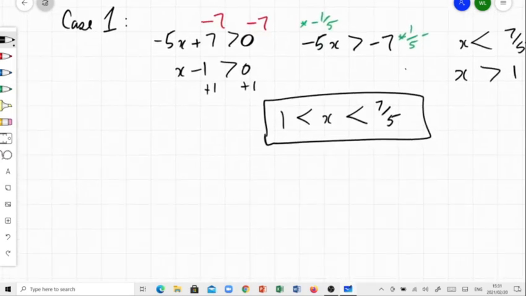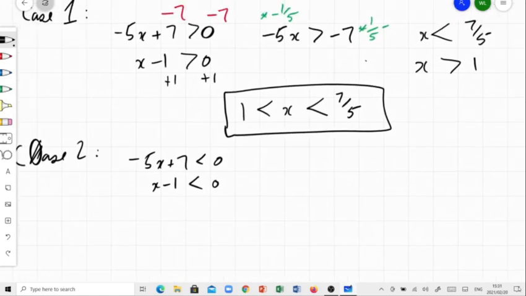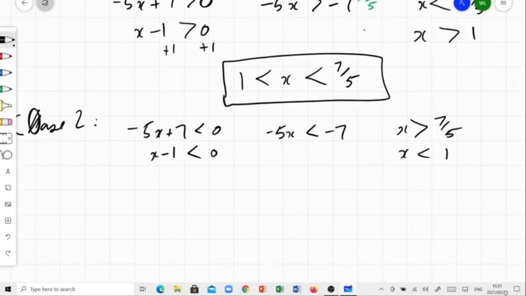Okay, and then now we look at case number 2. Case number 2 is when both the numerator is negative and the denominator is in fact negative. Okay, so once again we proceed. Minus 5x is less than minus 7, and I multiply by negative 1/5, so it's going to reverse the order to get x bigger than 7/5, and x is smaller than 1. So because both the numerator and the denominator will simultaneously be negative, this means that x must simultaneously be smaller than 1 and bigger than 7/5.